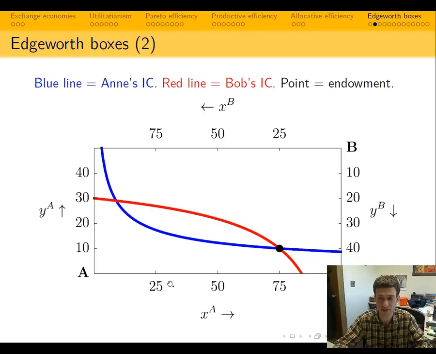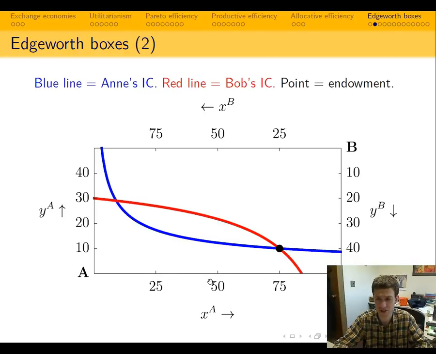And then what this graph represents is as we move from left to right, we're increasing Ann's consumption of X from 0 all the way to 100, but we're decreasing Bob's consumption of X from 100 all the way down to 0. Looking at the vertical axis, as we move up, we're increasing Ann's consumption of Y, and as we move up, we're decreasing Bob's consumption of Y. Right? So Bob wants to be to the left and down, that means he has more, and Ann wants to be up and to the right, that means she has more.